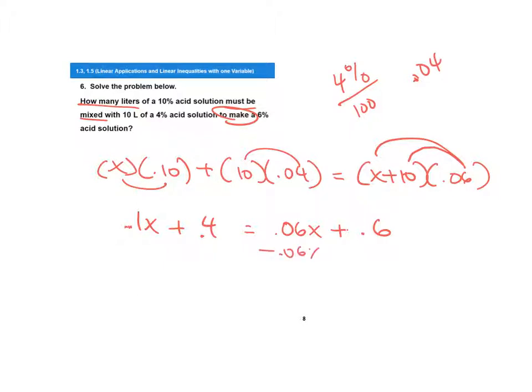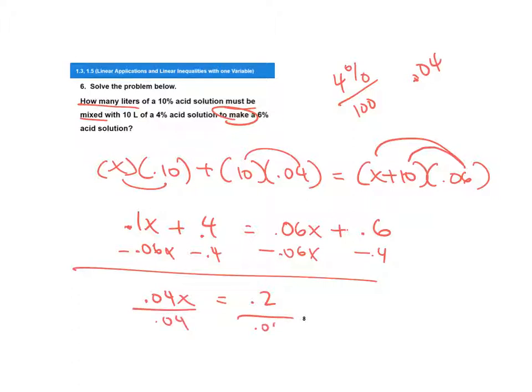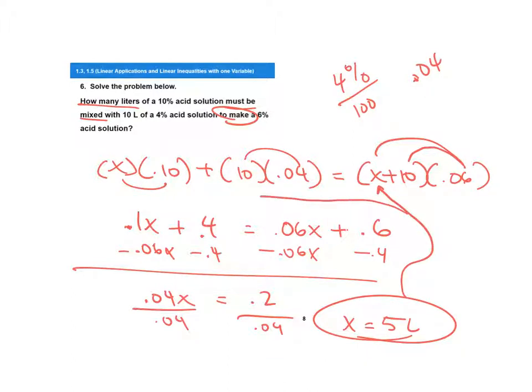So I'm going to subtract the 6/10 x. So that should be 4 hundredths x. We're going to subtract the 4/10, and that should be 2/10. So when you take 2/10 and divide it by 4/100, you should get x equal 5 liters. So 5 could be substituted here and here to find your answer.